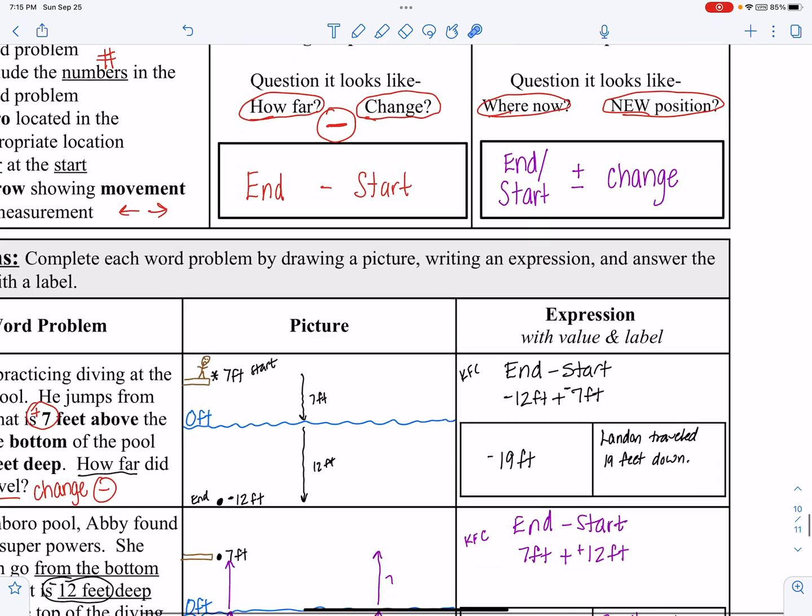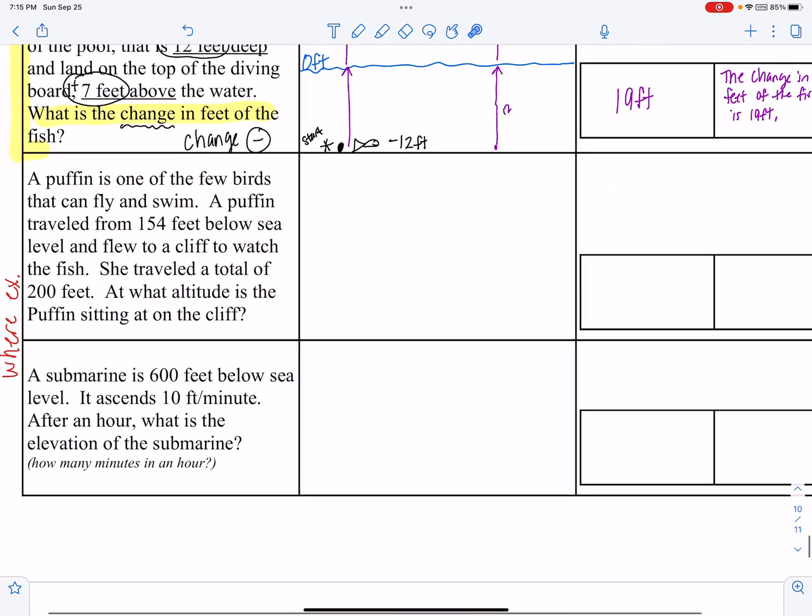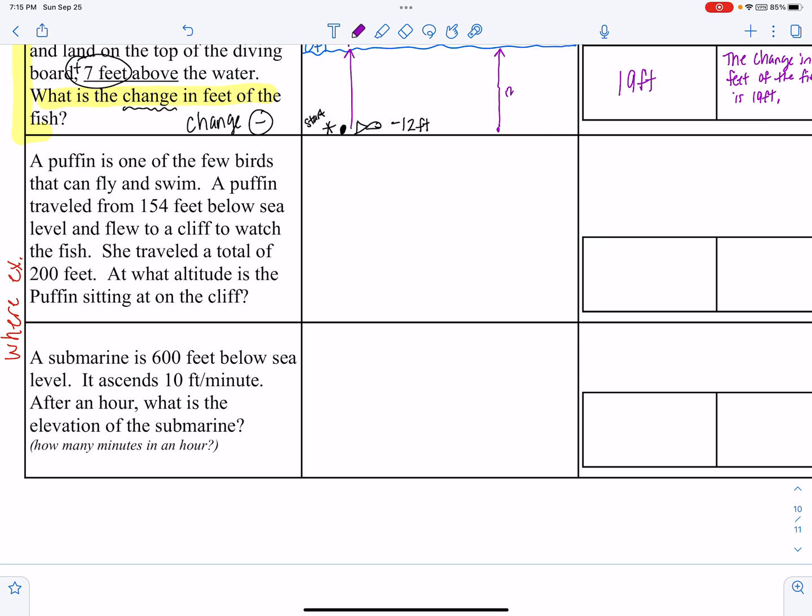All right, let's go ahead and take a look at these problems. So a puffin is one of the few birds that can fly and swim. Pretty cool. Problem is, I don't know what a puffin looks like, but it's a bird, so I'll draw a crappy bird anyway. A puffin traveled from 154 feet below, so I already know that's my negative 154 feet, and then flew to a cliff to watch the fish. She traveled a total of 200 feet. So traveled 200 feet. This amount here is my change.